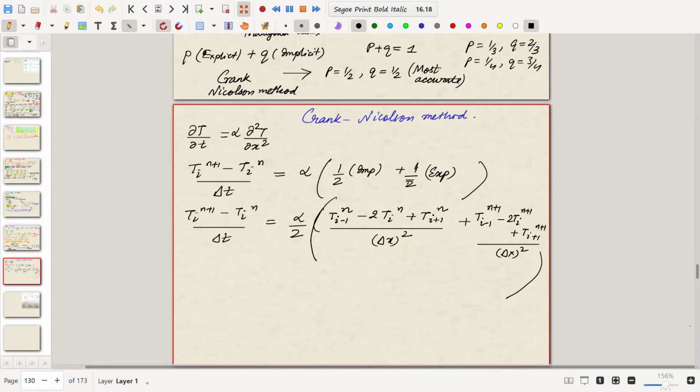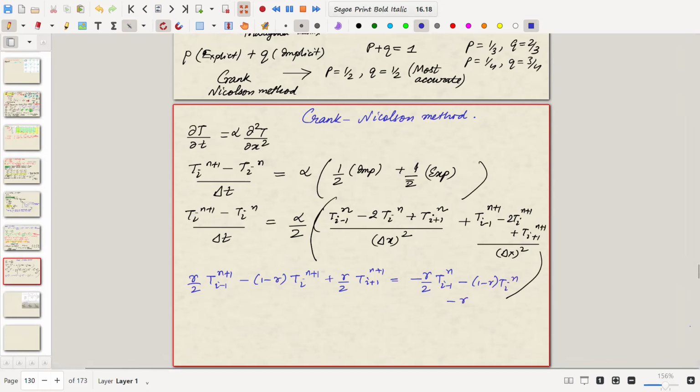So finally, you will come to this solution. Can you try this? I have taken R as alpha delta t by delta x squared. So R by 2 times T_(i-1)^(n+1) minus (1 minus R) T_i^(n+1) plus R by 2 T_(i+1)^(n+1), equal to minus R by 2 T_(i-1)^n minus R.